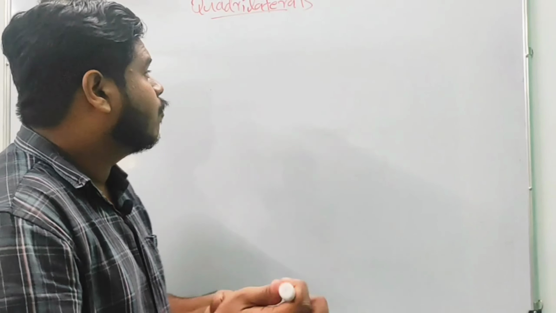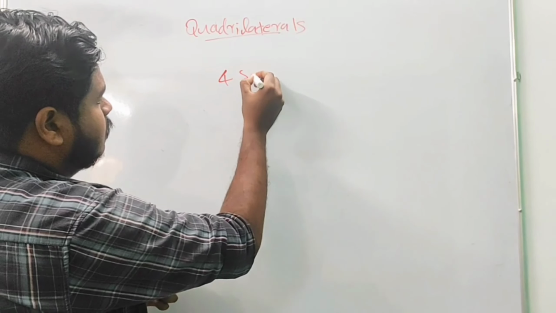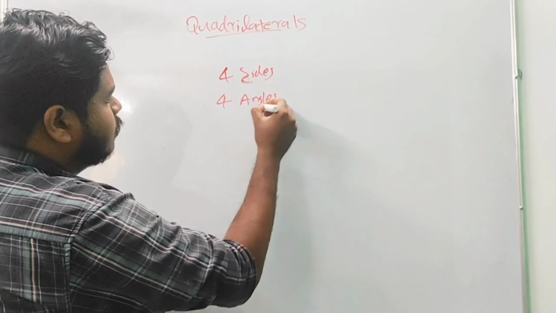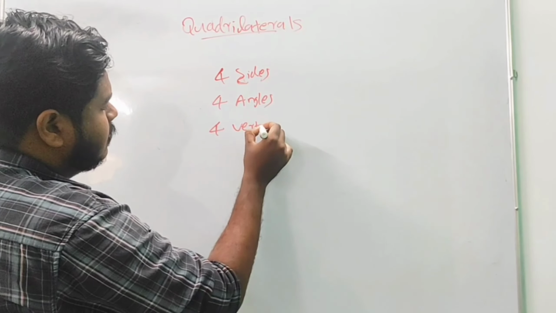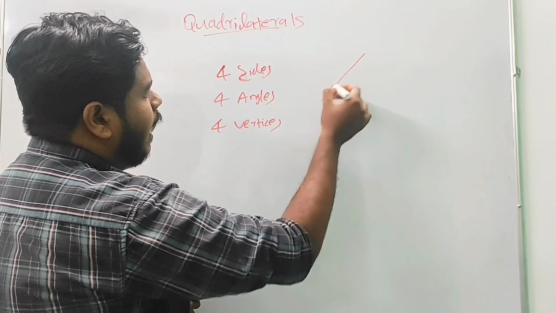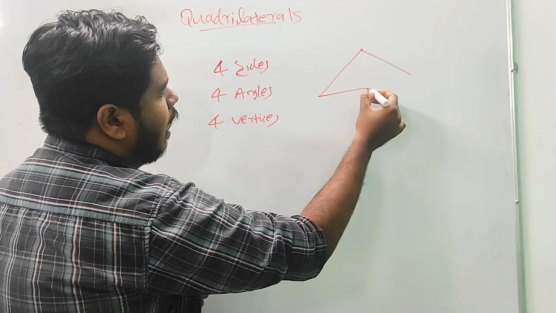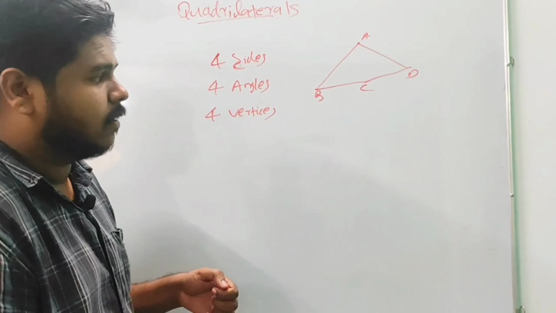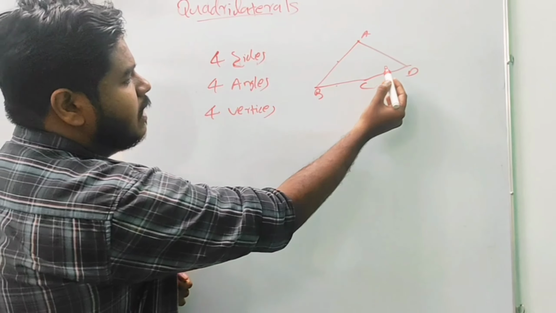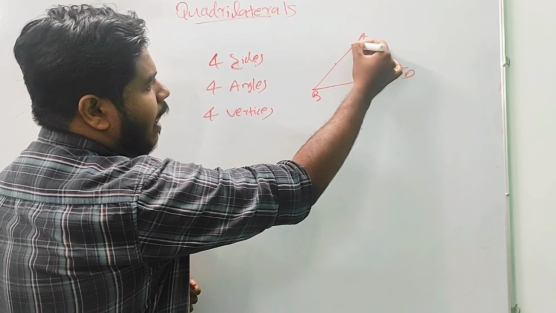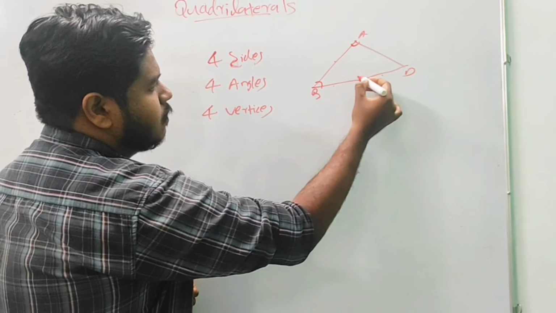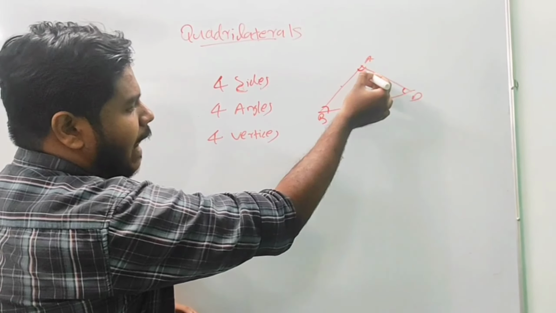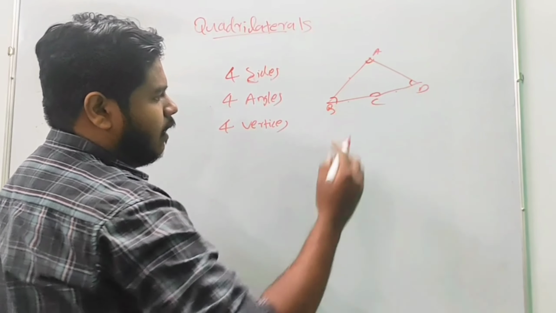So it has four sides and four angles. Also it has four vertices. So any figure having four sides is known as a quadrilateral. So it has sides AB, BC, CD and AD, and these are the four angles. Also these are the four vertices: A, B, C, D, with angle A, angle B, angle C, angle D.